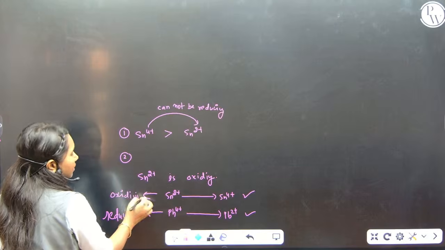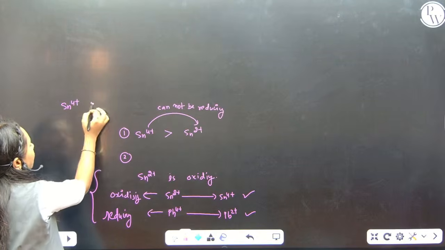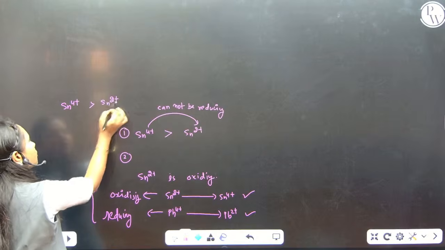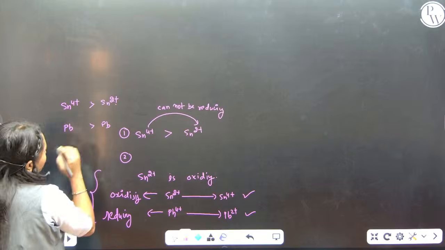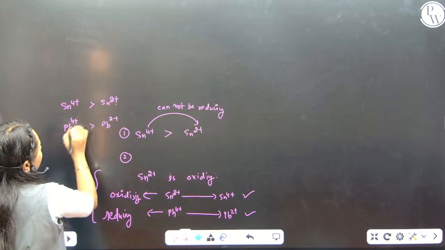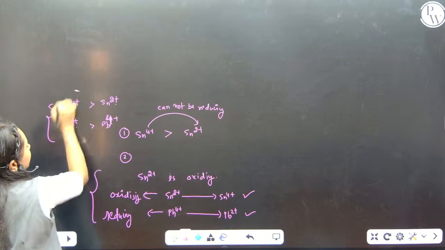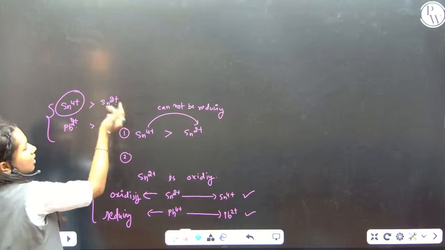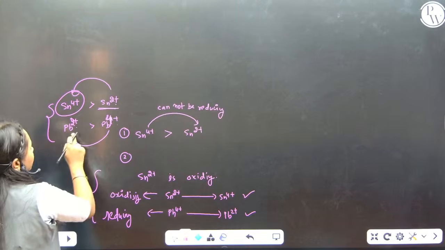The correct answer, basically the concept here, is that Sn+4 is more stable than Sn+2. Lead +2 is more stable than +4. So based on this, this one is oxidizing and this is reducing in nature.